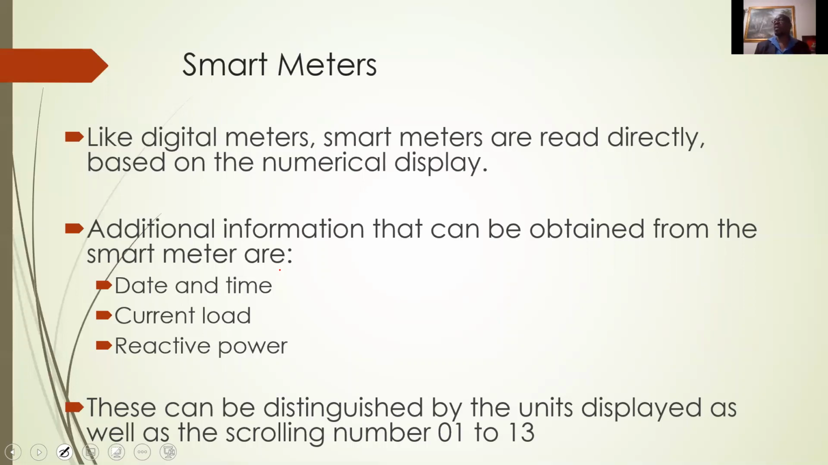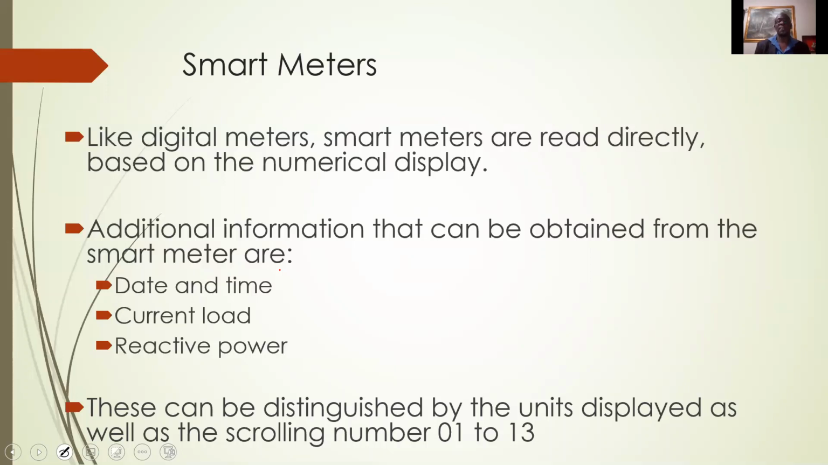So the first reading may be the energy. The second reading may be the date. The third reading may be the current consumption. Then you may have reactive power, all the way up to 13. So there's a lot of data, a lot of information that can be ascertained from the smart meter. And in most instances, there's a constant link between the smart meter and the network. So the smart meter is actually communicating with the utility company, which is why they are able to read the meters remotely.